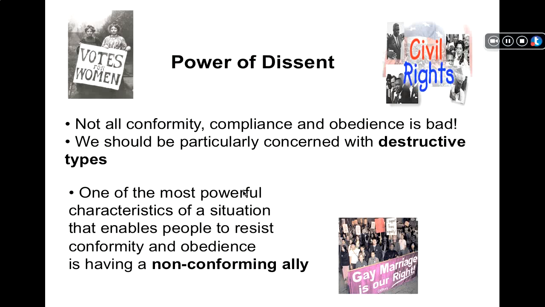And you saw this in the video on the Asch experiment. That is, as soon as you get one person, an ally, saying, no, it's line 2, it's not line 1, then you see this dramatic drop in conformity. Milgram also manipulated the presence of an ally. And again, what he found was that just having a single person disobey or stand up to the authority figure, he saw that obedience dropped off dramatically. So the power of dissent, just having a single ally, is one of the most powerful ways that we can resist destructive conformity, compliance, and obedience.